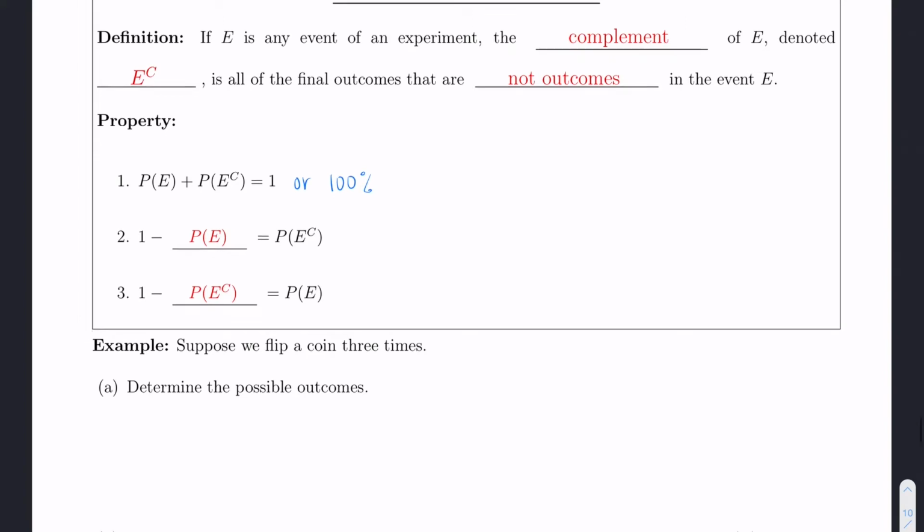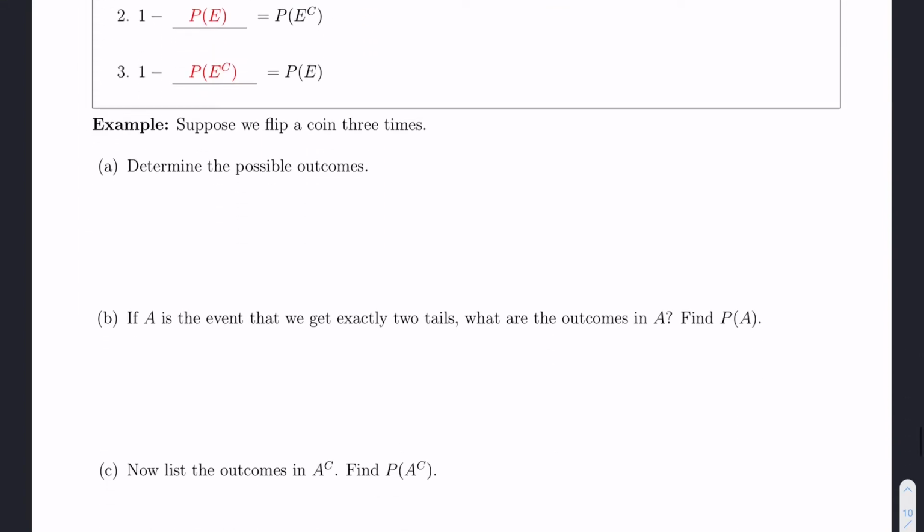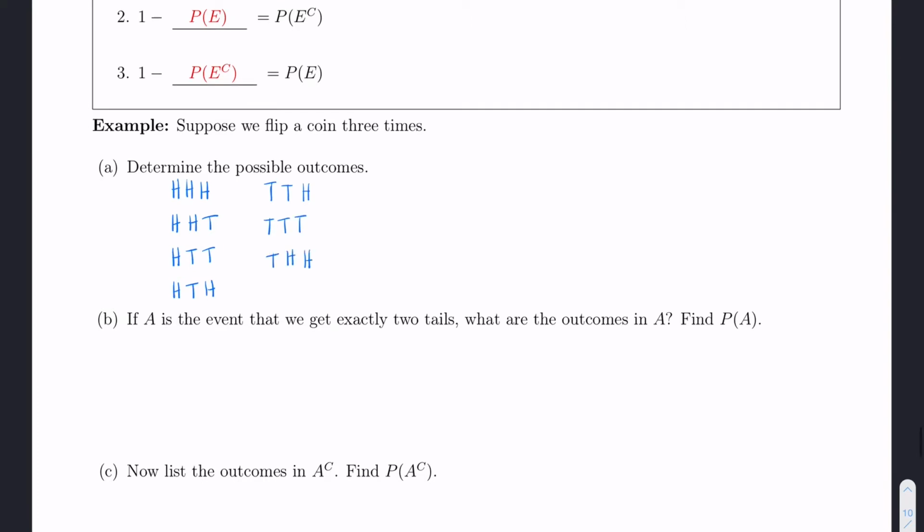So let's do this example down here. Suppose we flip a coin 3 times. We need to determine the possible outcomes, and I'll just very quickly write them down. The way I'm doing this is I'm considering all of the cases when I get heads first, and then all of the cases when I get tails first. Okay, so there are 8 possible outcomes. This is going to help us answer part B and part C.